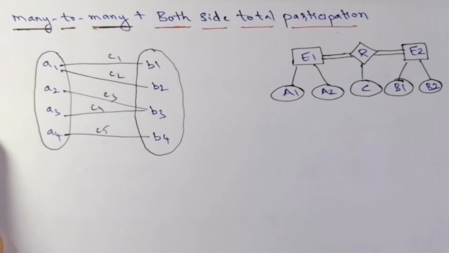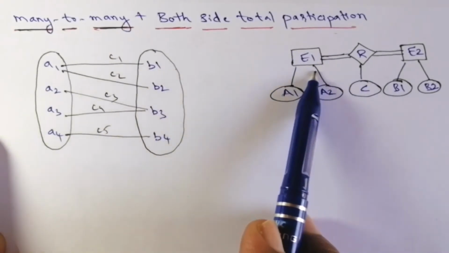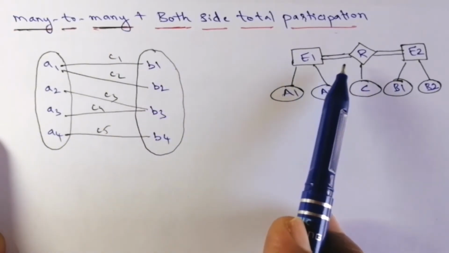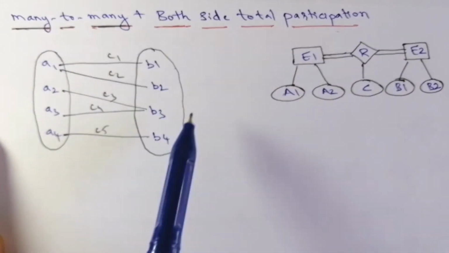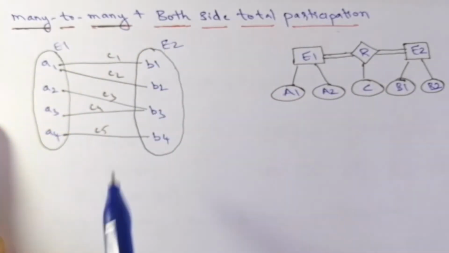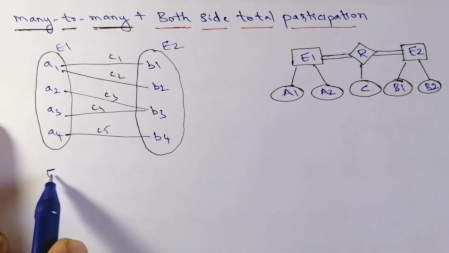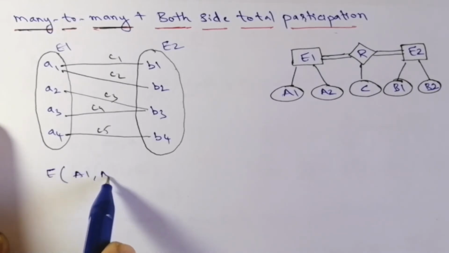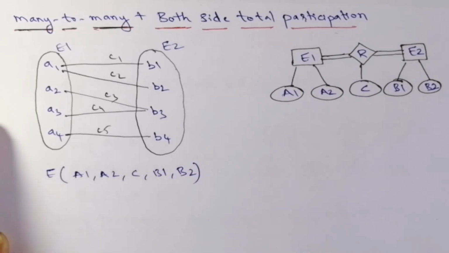So this is our next case, many to many with both side total participation. So here we have both side total participation. It is a many to many case, right? So these are the possibilities for it, right? So this is the entity set E1 and this is the entity set E2, right? So what we are going to do is combine everything in a single relation and check for it. So I have combined completely into a single relation A1, A2, C, B1 and B2, and let us check for the possibility.